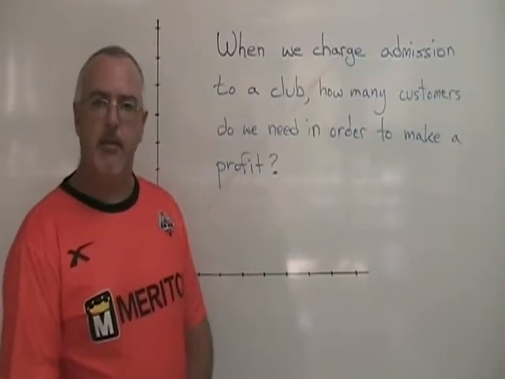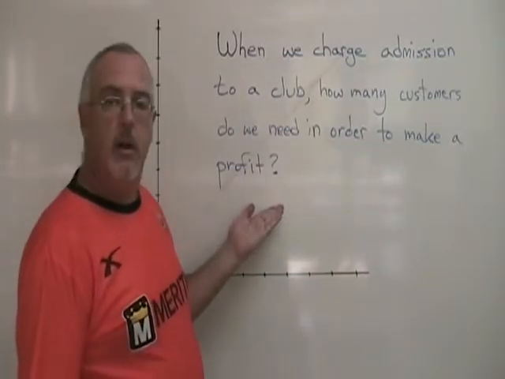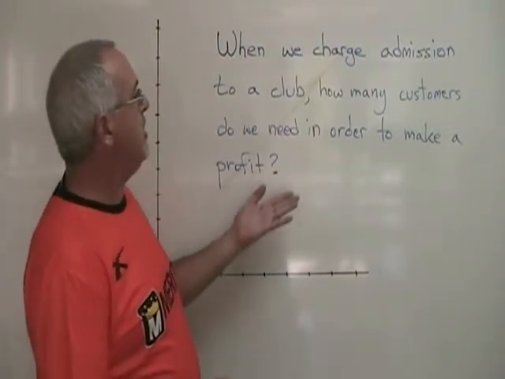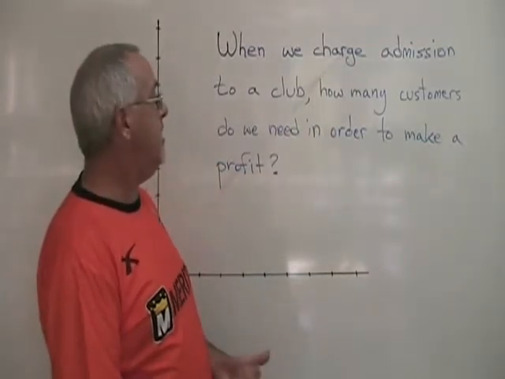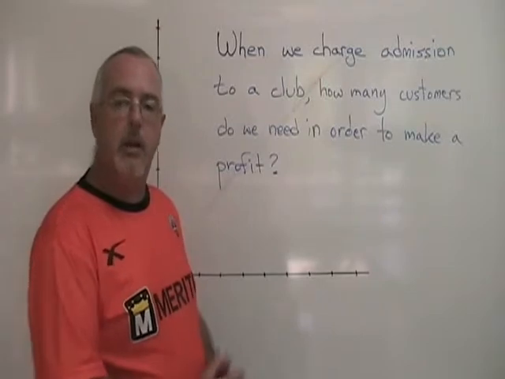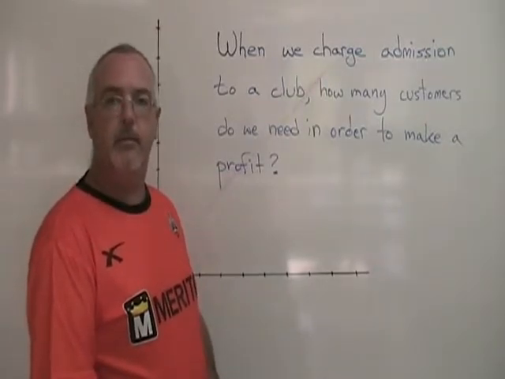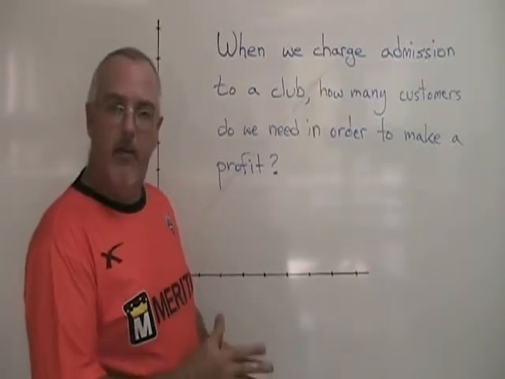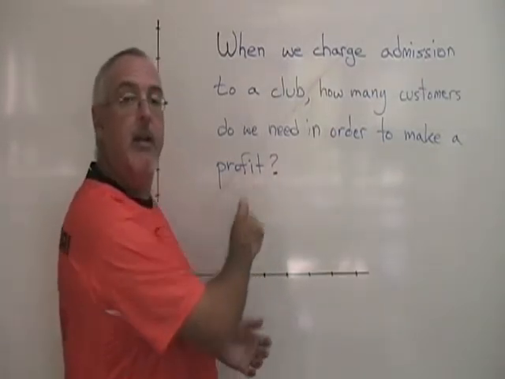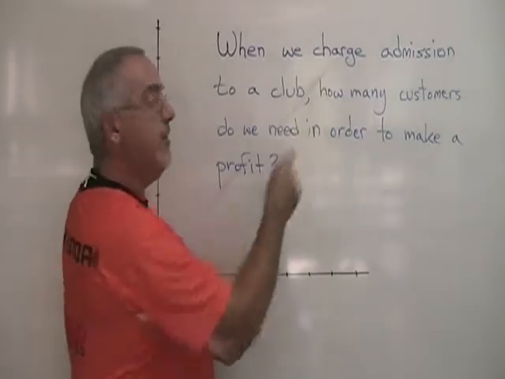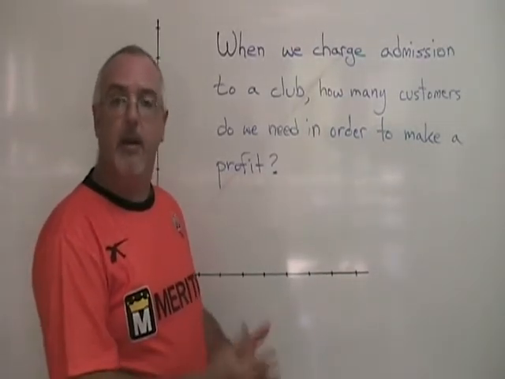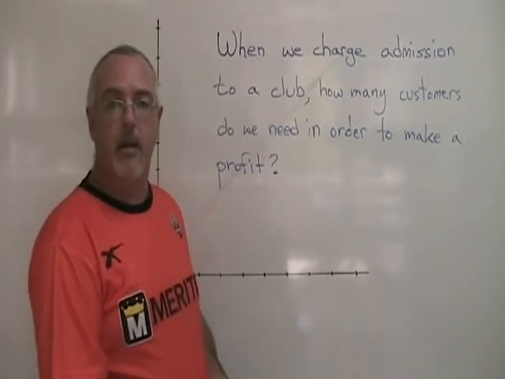Here's another question. In this scenario, what is the dependent variable and what is the independent variable? When we charge admission to a club, how many customers do we need in order to make a profit? Which is the dependent variable? The dependent variable is the amount of profit. The independent variable is the number of customers. The amount of profit depends on the number of customers who enter the club and pay the admission.